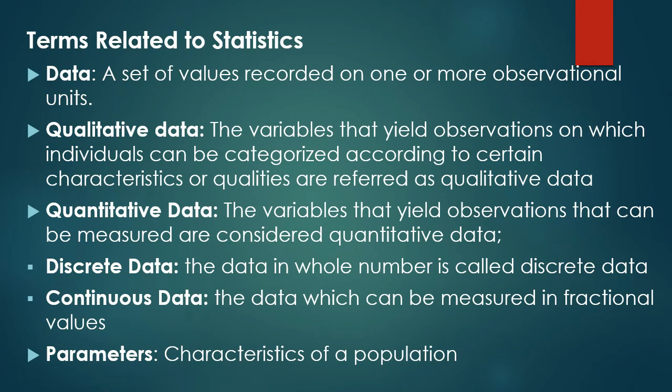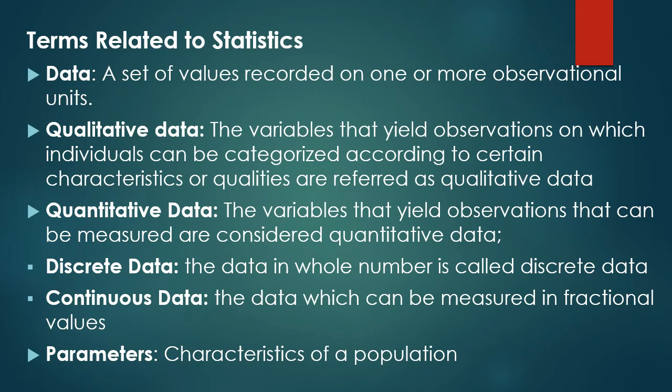Next one is quantitative data. The variables that yield observations that can be measured are considered quantitative data. Examples: height, weight, BP. All these are in measurable form. It is again classified into discrete and continuous data. The data in whole numbers is called discrete data. Example, number of children in a family, pulse rate, BP, blood sugar. The data which can be measured in fractional values, such as height, weight, chest circumference, body temperature, are said to be continuous data.